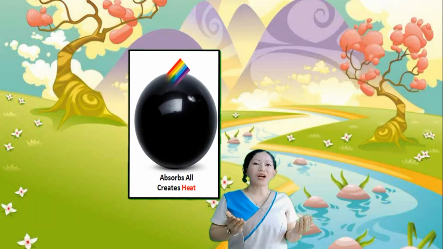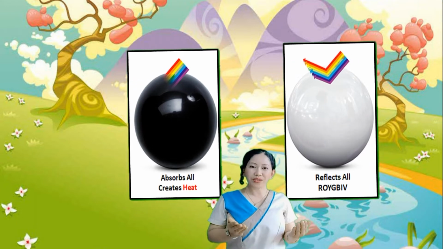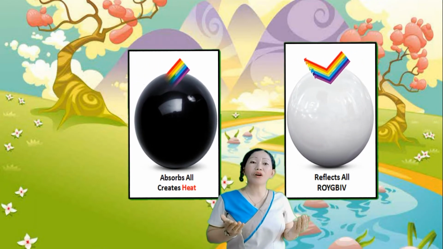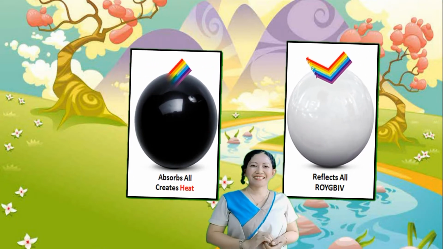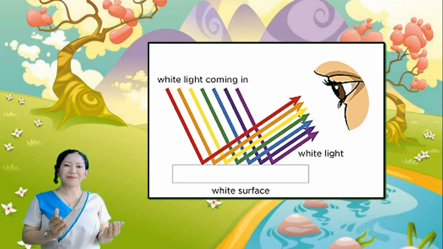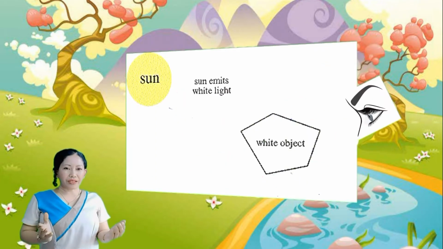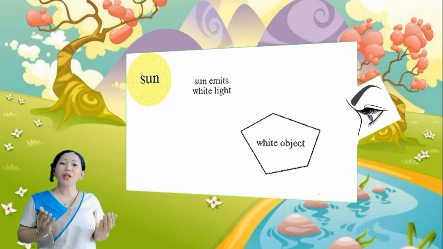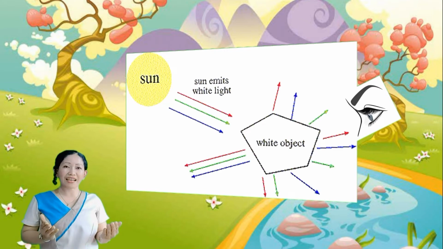Black and white colors are different from other colors. White is a combination of all the colors. When we see a white object, it means that the object is reflecting all the colors of the light at the same time. This means it has all the colors in it, and because it has all the colors in it, white colors reflect light.